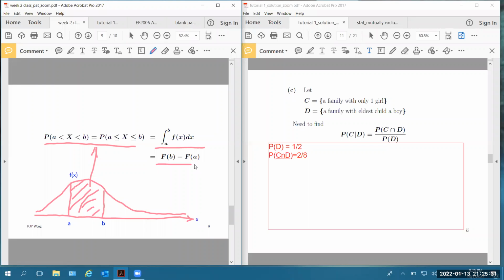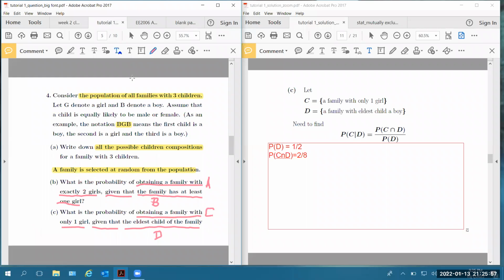As for this one, this one is capital F(B) minus capital F(A). The capital F is actually another function. It's called the distribution function. That one we'll do next week. Okay, so this one is also F(B) minus F(A). The capital F is another kind of function. All right? Okay, so at the moment it's until this. So now let's go and see our question.